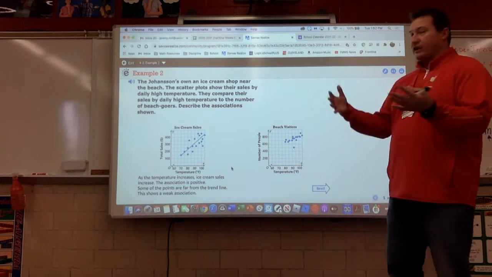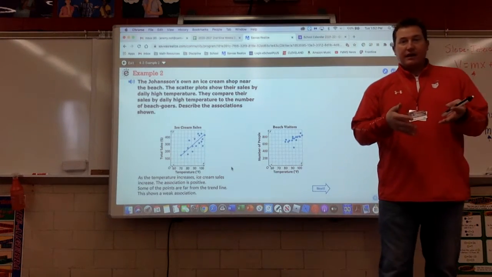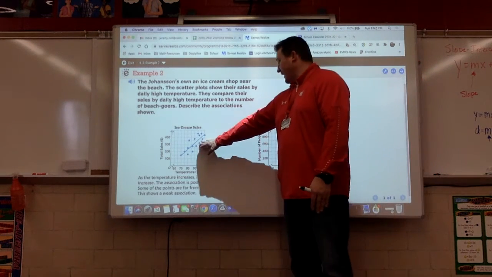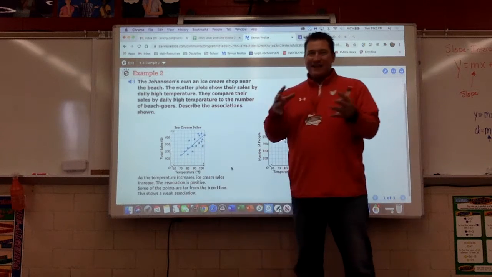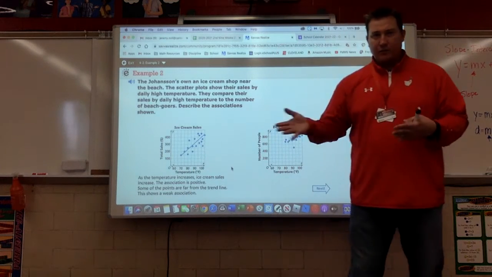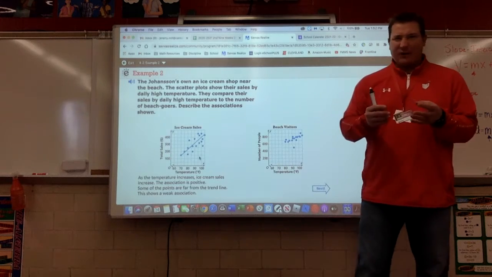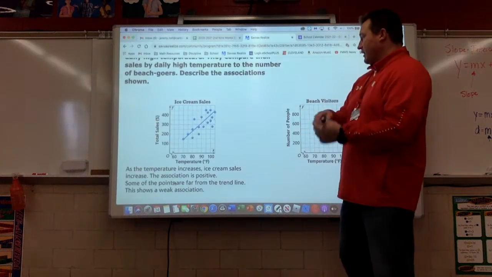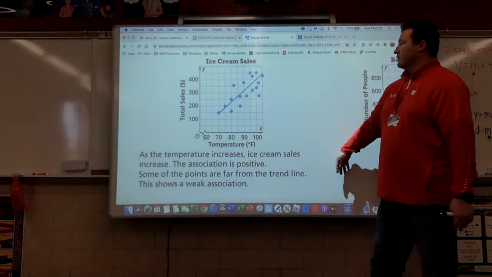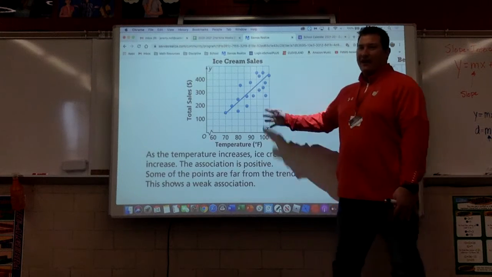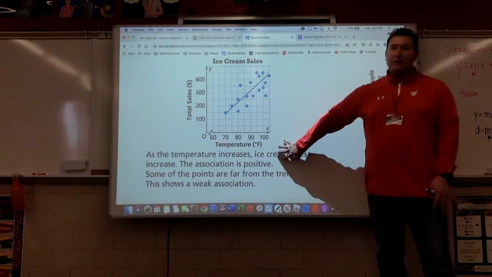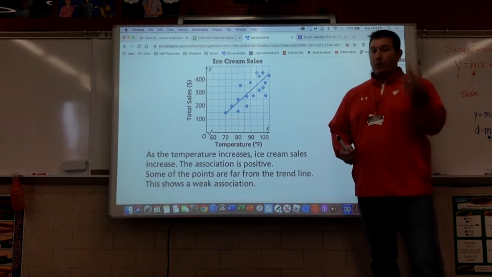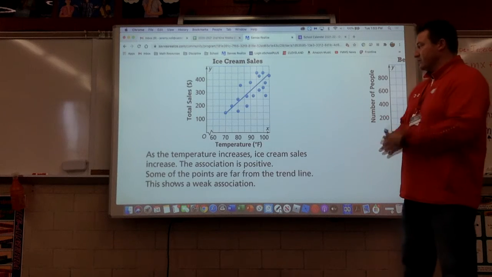However, now we're going to introduce strong and weak. These are more adjectives that can describe. So if we take a look at ice cream sales, are the dots really close to the trend line that the book drew? Nah, not really, right? They're kind of spaced out close to the line, but they're not that close to it, okay? So we would call this a weak association. So it is still positive, right? But it is also weak as well. So positive, weak association, okay?